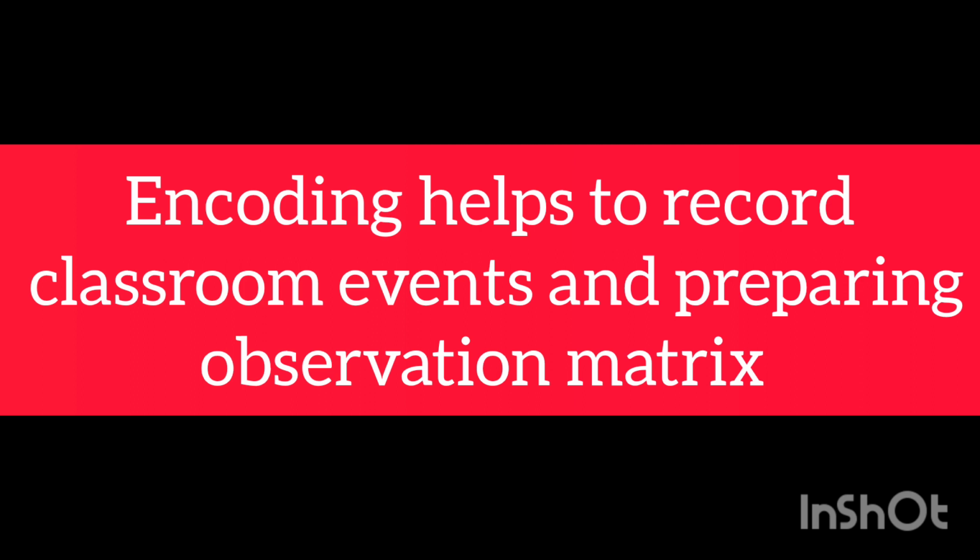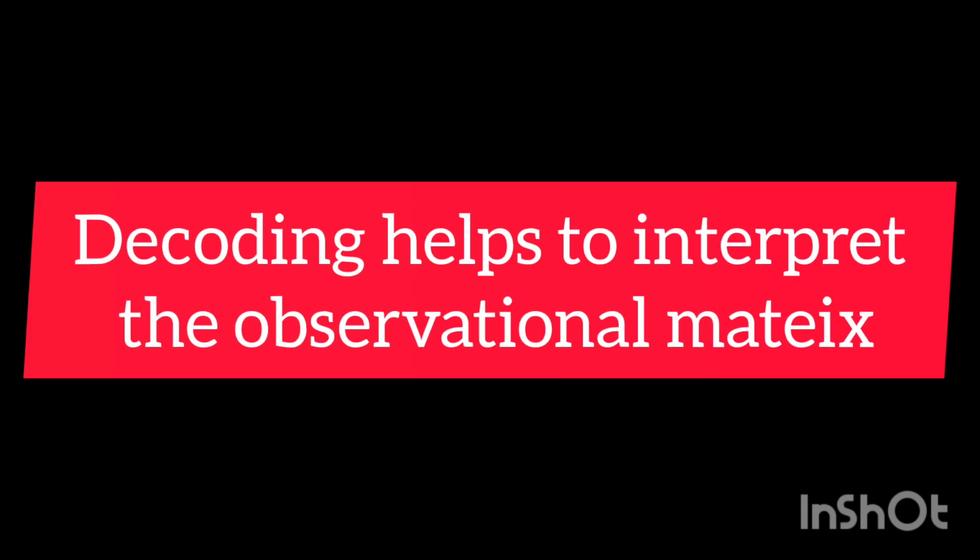And now going to the decoding process. So basically decoding is used for interpreting the observation matrix. So I think this is clear, what is the encoding and decoding process. And now going to the procedure of the Flanders interaction analysis.